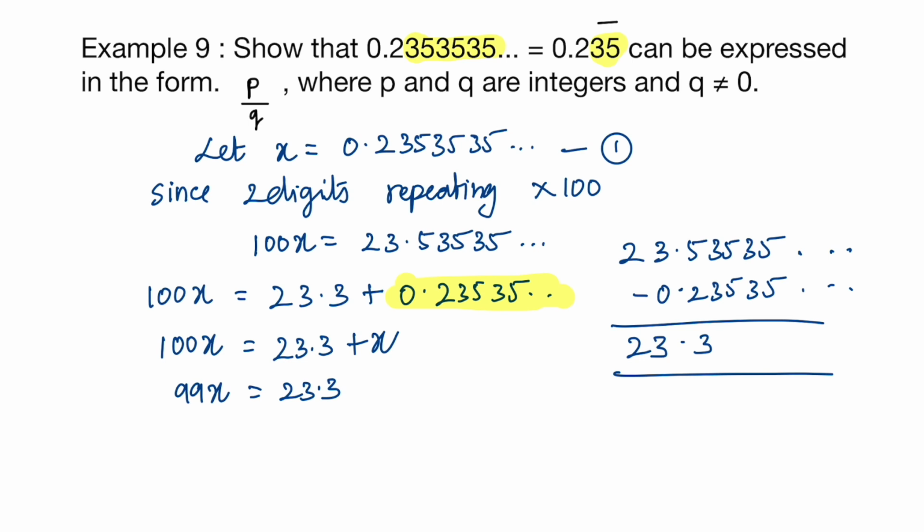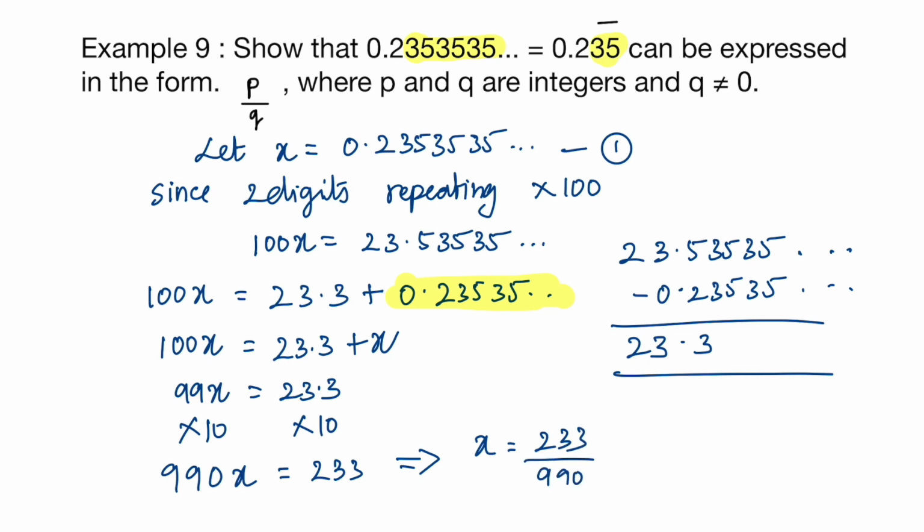Now we still have a decimal place in your RHS. So what I am going to do is multiply this equation by 10 on both sides just to remove that decimal place. So that would give you 990x is equal to 233. That implies x is equal to 233 by 990. Okay, that is it. Now this is obviously of the form p divided by q, where p is 233, q is 990, and that is not equal to 0, and hence it is a rational number and can be expressed in the form p by q, where q not equal to 0.